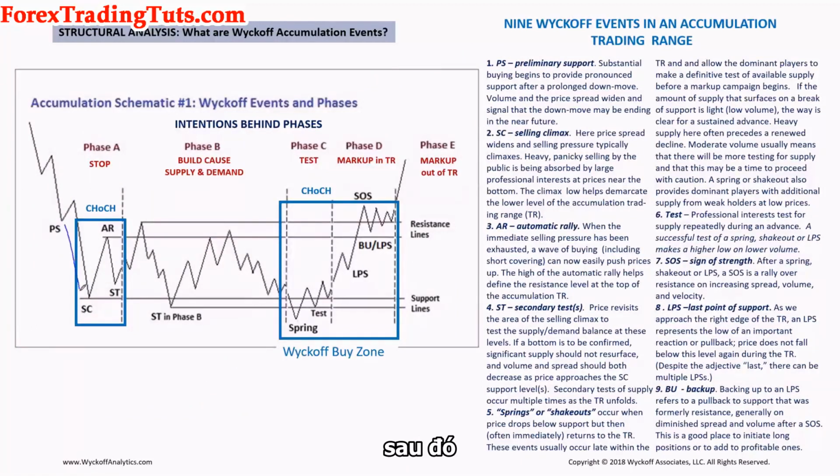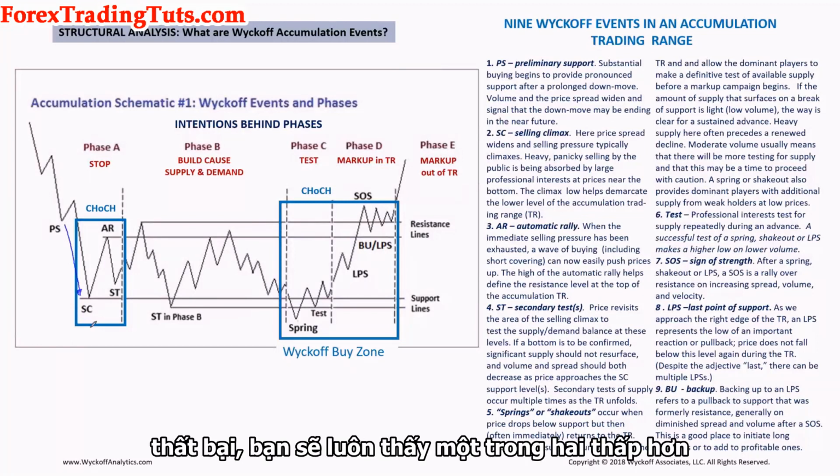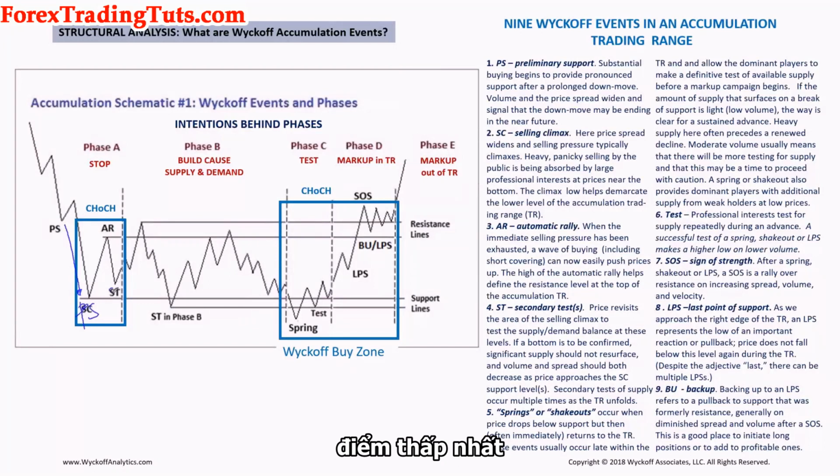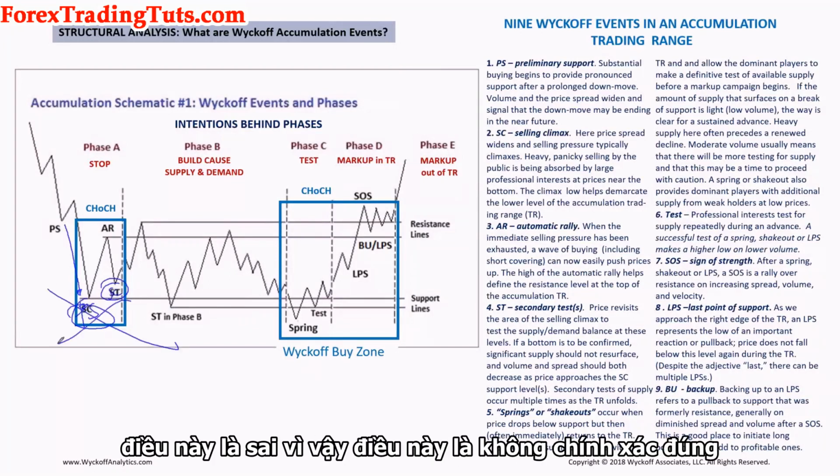Then this preliminary support is definitely going to fail. Preliminary support and preliminary supply points will always fail. You will always see either a lower low for the selling climax or a higher high for the buying climax. If you are labeling the lowest point on the chart as preliminary support, that is wrong. So this is incorrect right away.